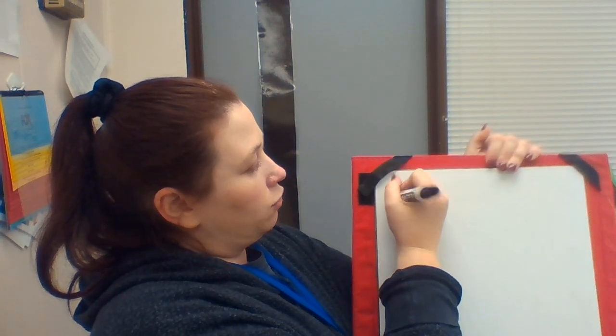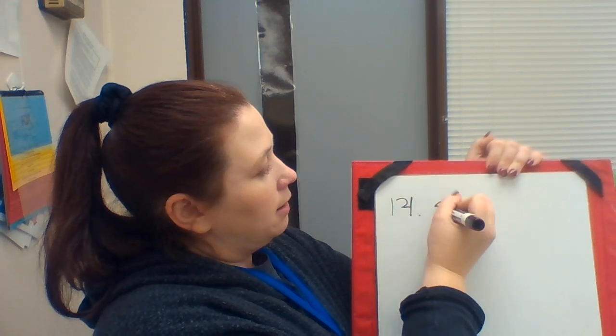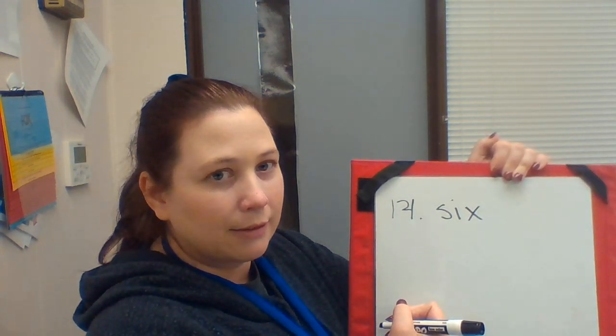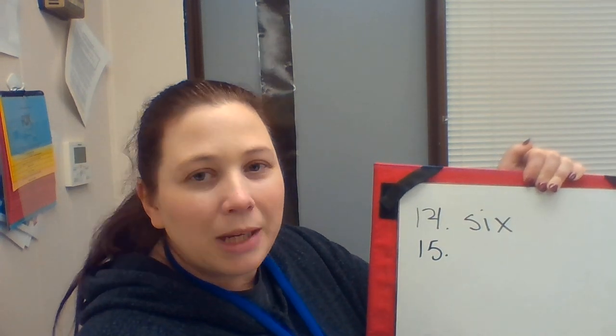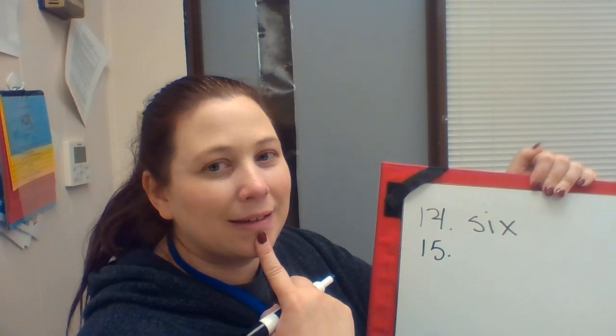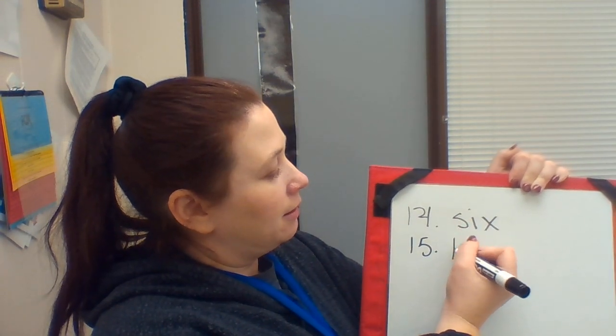Go ahead and write six down for number 14. I'm going to help you spell it if you aren't sure. Number 14. X. Good job. Number 15, our word is going to be box. B-o-x. Go ahead and write down box.